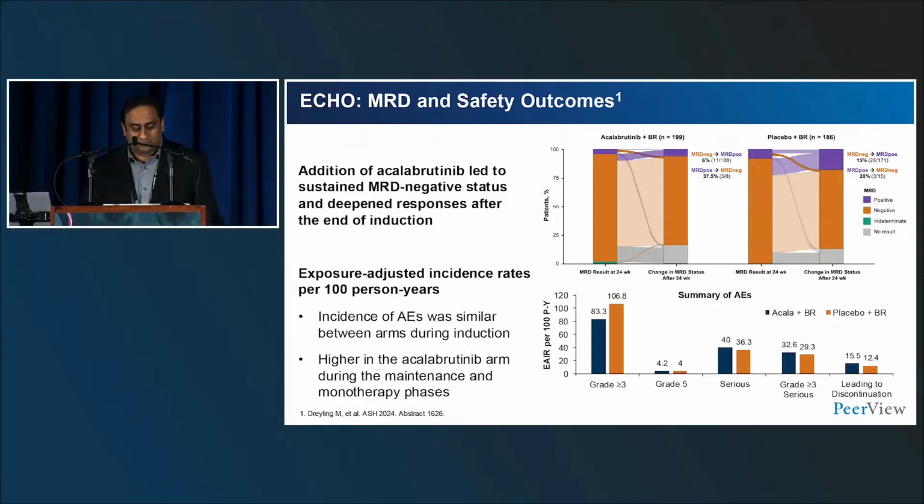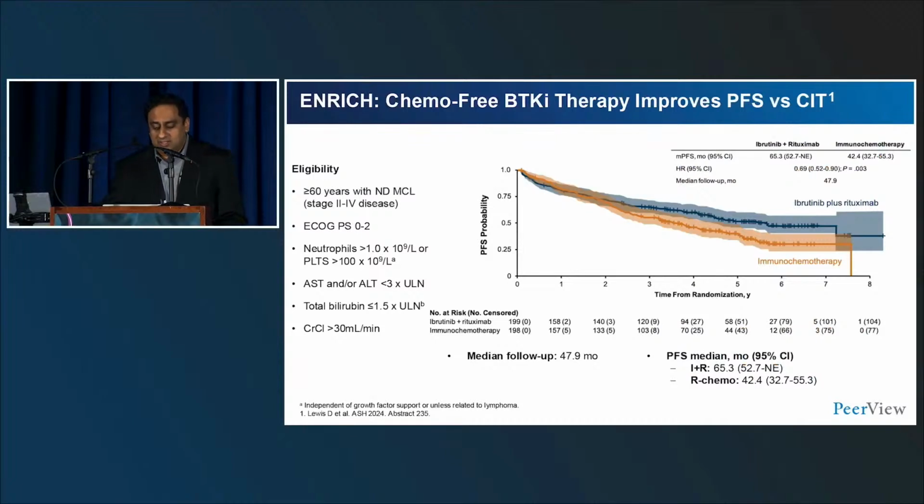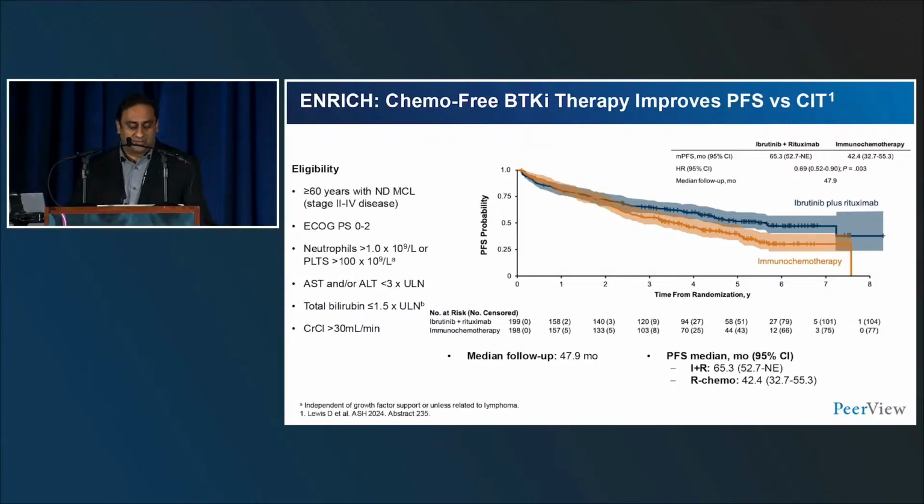ENRICH was a clinical trial done in the UK, and this is now looking at patients who got our chemo-based therapy, an older patient population, so perhaps less fit, 60 and over, with untreated mantle cell lymphoma. They got either ibrutinib and rituximab, or our chemotherapy. Here again, we see that a novel agent with rituximab has an improved progression-free survival compared to standard immunochemotherapy. So more data suggesting the role of BTK inhibitors in the frontline setting, again in an older patient population.